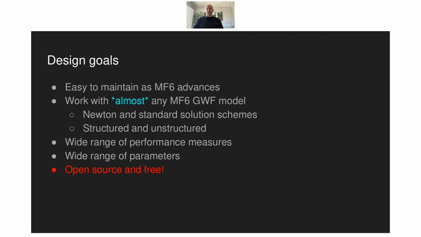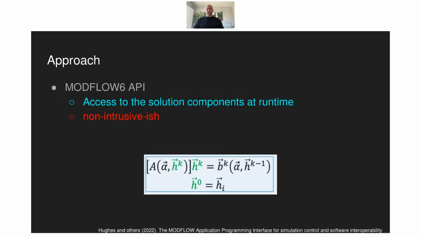So that means we want to cover the Newton and the standard solutions. Those two solutions have very different approaches to how you solve the adjoint equations. And we want to work with structured and unstructured meshes. We want a wide range of performance measures and a wide range of parameters. Now, realizing those two things require new equations to be derived and new equations to be implemented to support. And we want it to be open source and free because it's 2026.